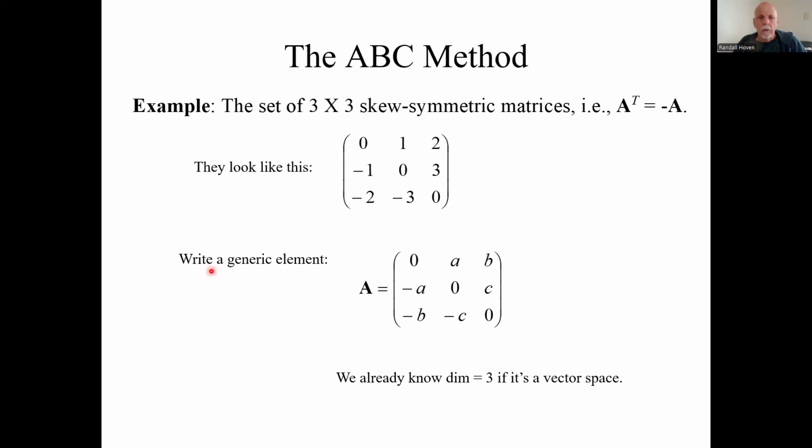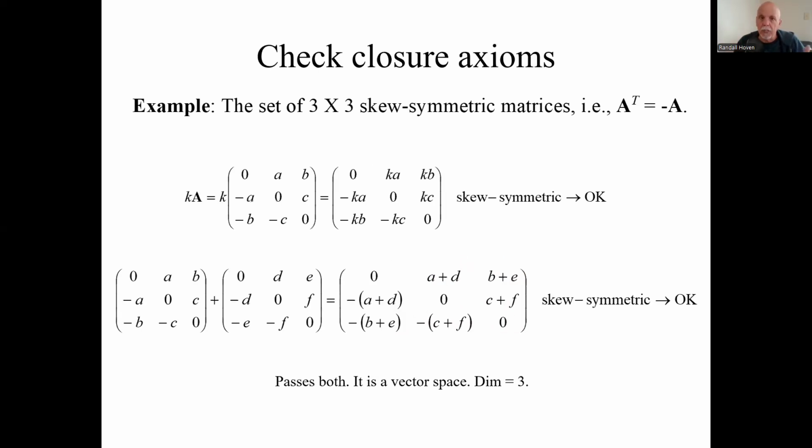So let's write a generic element using the ABC method. I can write a generic skew symmetric 3x3 matrix this way: A, minus A, B, minus B, C, minus C, and zeros along the diagonal. How many letters did I use? A, B, C: 3. That's the dimension of this guy. If we find out it's a vector space, we know what its dimension is going to be.